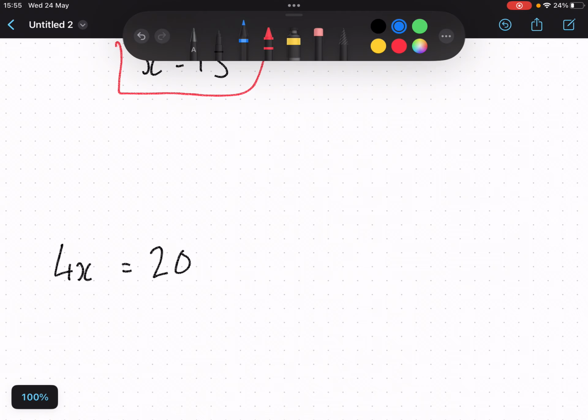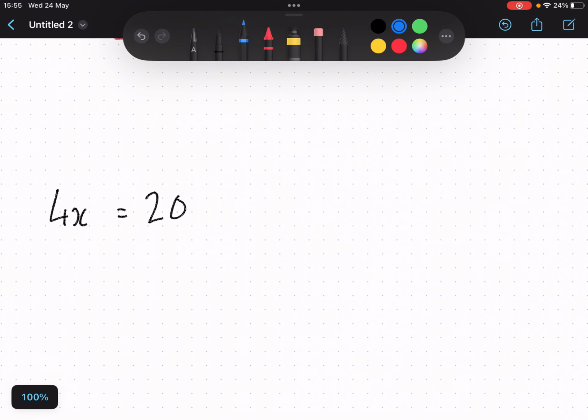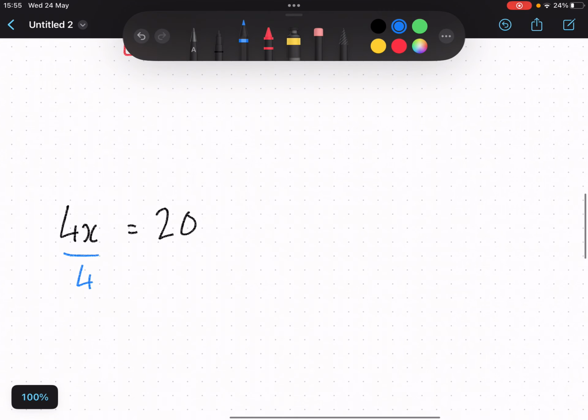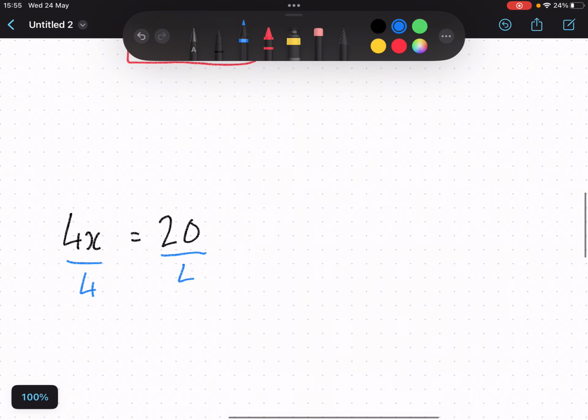This one, I've got 4x is equal to 20. So x multiplied by 4 is equal to 20. I want to just have x on that left-hand side, so I need to get rid of that multiplied by 4. What's the opposite of multiplying by 4? It's dividing by 4. If I divide the left-hand side by 4, I need to do the same thing to the right-hand side. On the left-hand side, the 4 divided by 4 cancels, and you're just left with x. On the right-hand side, 20 divided by 4 is 5.